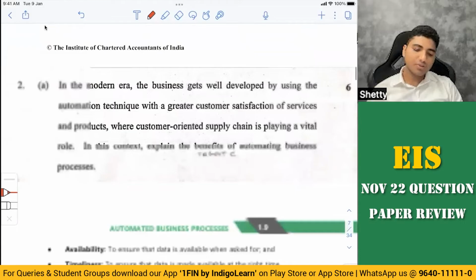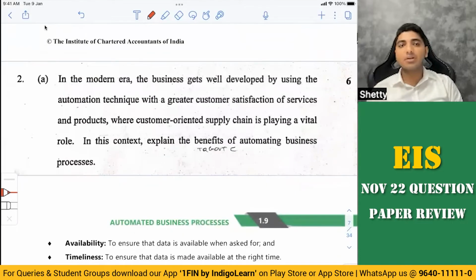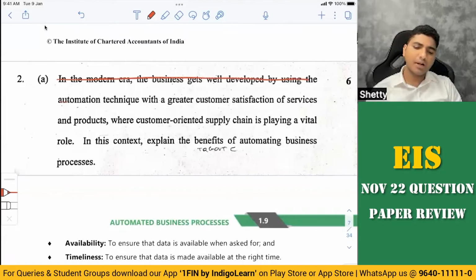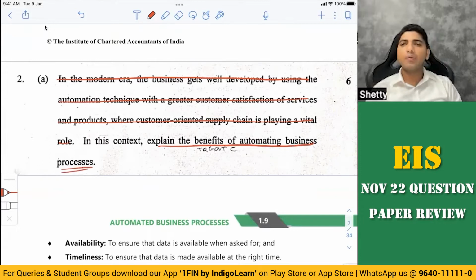Now let us go to the next question, that is question number 2A. Now this is a bigger question for 6 marks. The question starts with, in the modern era, the business gets well developed by using the automation technique with a greater customer satisfaction of services and products, where customer oriented supply chain is playing a vital role. Again, all this information is not relevant for your answer. This is just to make the question look big. The question is very simple. Explain the benefits of automating business process. Why you should not do anything manually, why you should do automation in your business.